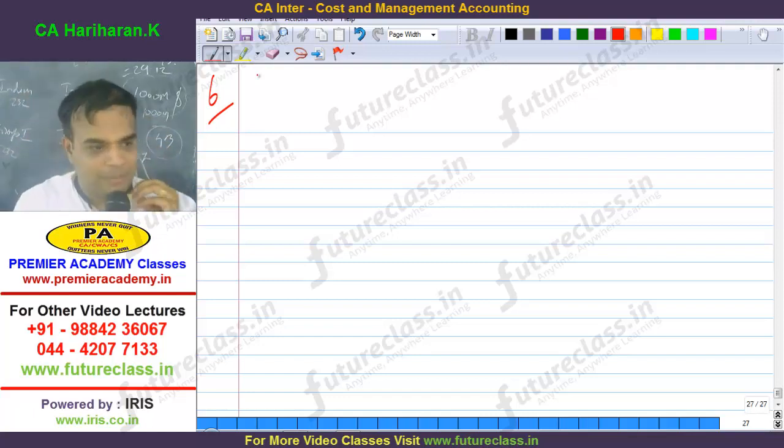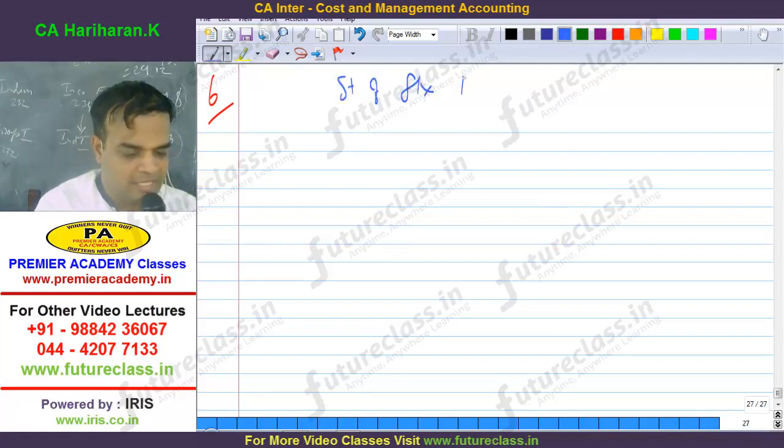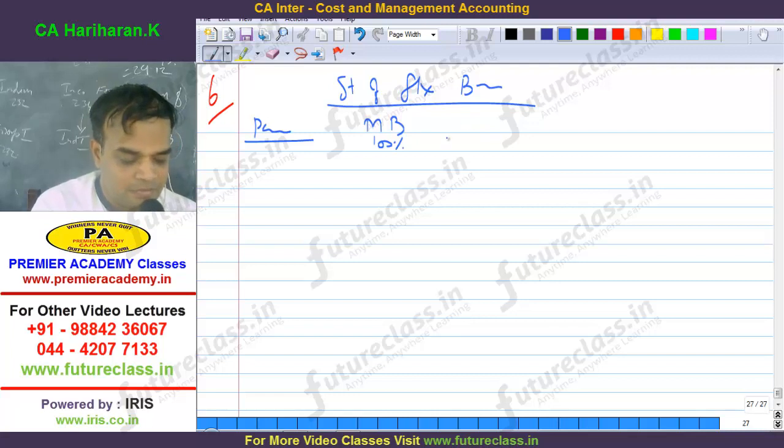You have to prepare a flexible budget. Statement of flexible budget. Particulars. Master budget, nothing but 100% capacity. What all the other capacities we ask? 50% capacity, 70% capacity, 90% capacity. That's a flexible budget.